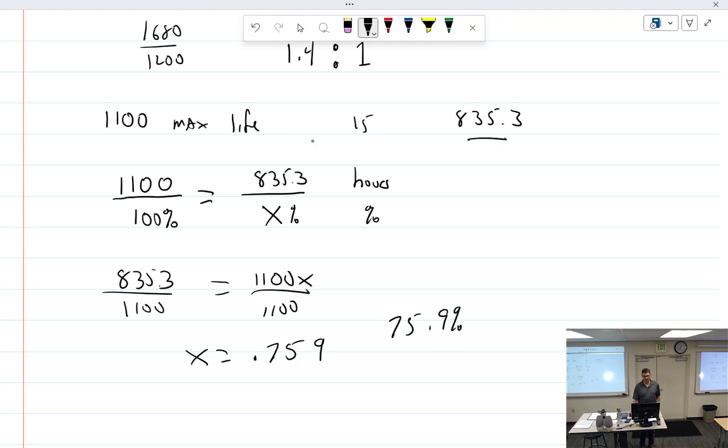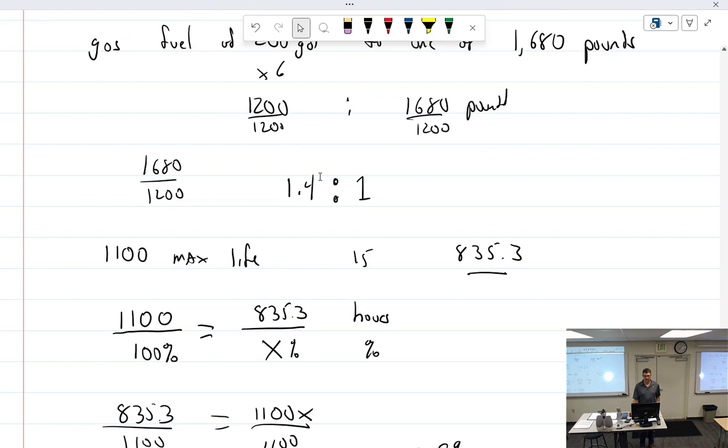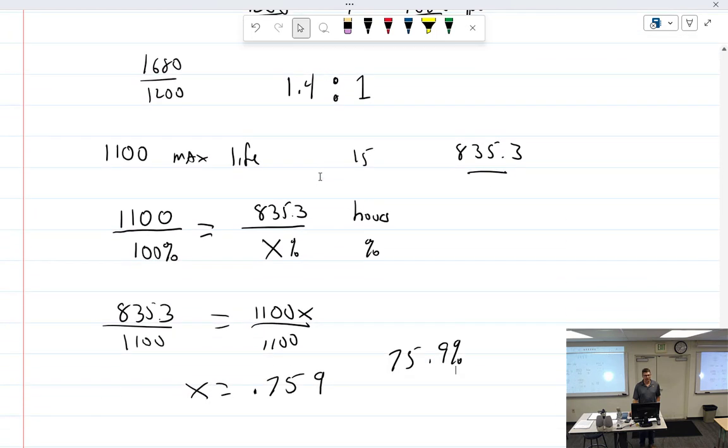What did that mean? That is the percent of max life reached. That is the percent of its life. It only reached 75.9% of its life.